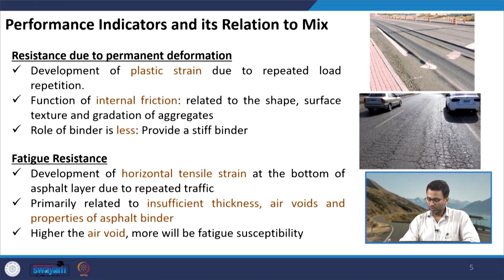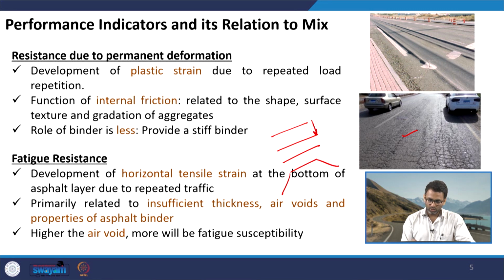So, talking about the fatigue resistance, again fatigue, which is one of the critical distresses in the pavement, an example of which you can see here. So, this fatigue occurs because of the development of horizontal tensile strain at the bottom of the bituminous layer due to repeated movement of traffic. If you see a layered system, if this is the bituminous layer, so this strain is occurring here, and it is not only because of movement of a single truck or few trucks, but because of this repetitive action, the strain starts getting accumulated at this point.